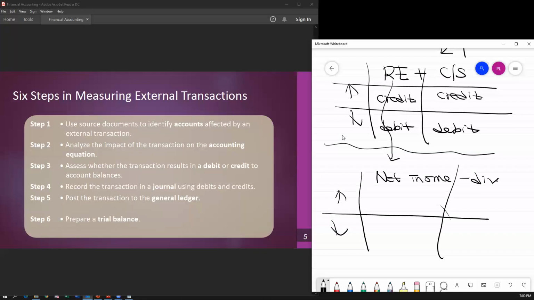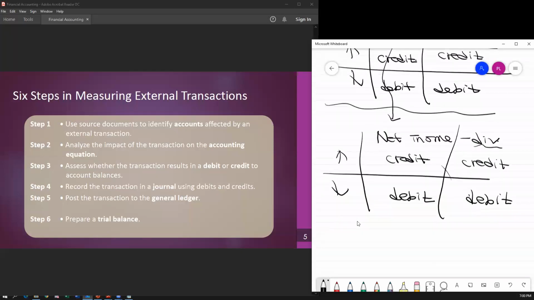So when we increase net income, that's credit, okay? When we decrease net income, that's debit, okay? Same goes here. So when we credit dividends, that means we're increasing dividends. When we are decreasing dividends, we're debiting dividends, okay? Now we're gonna go even further down, okay? So net income, that's going to be revenue minus expenses.